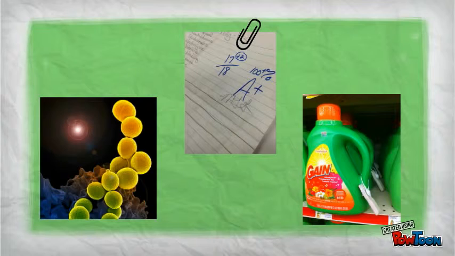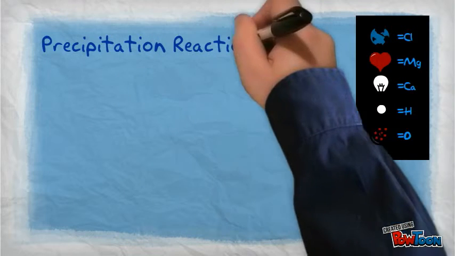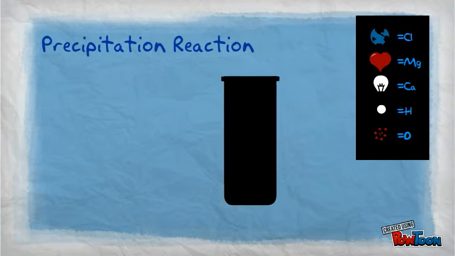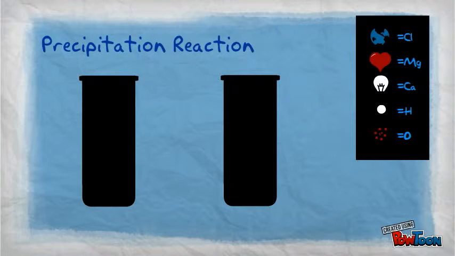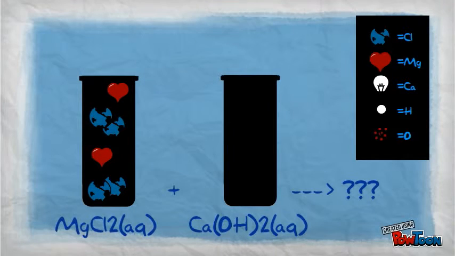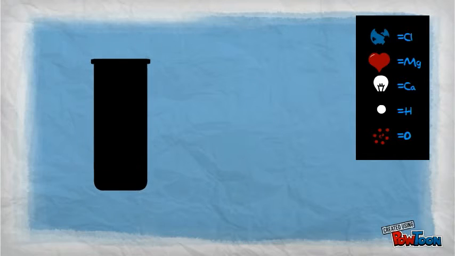The final reaction we'll cover today is a precipitation reaction involving magnesium chloride and calcium hydroxide. Each ionic compound is in an aqueous solution, so every ion is floating around between water molecules. During the combination of magnesium chloride and calcium hydroxide, the magnesium ions attract to the hydroxide molecules to form a solid in the solution known as magnesium hydroxide.